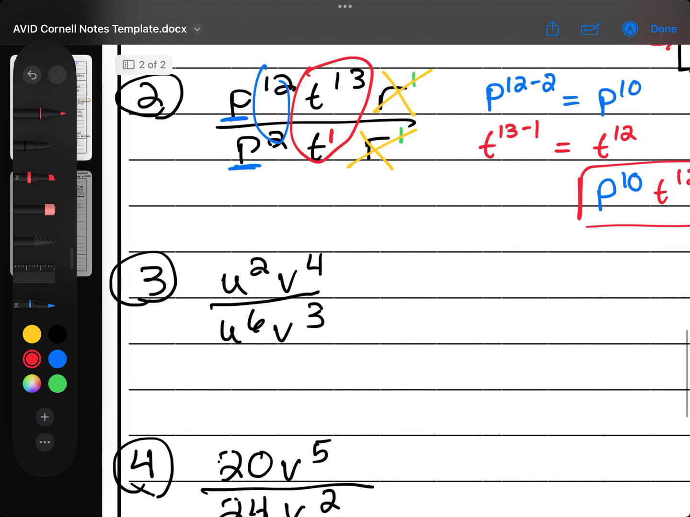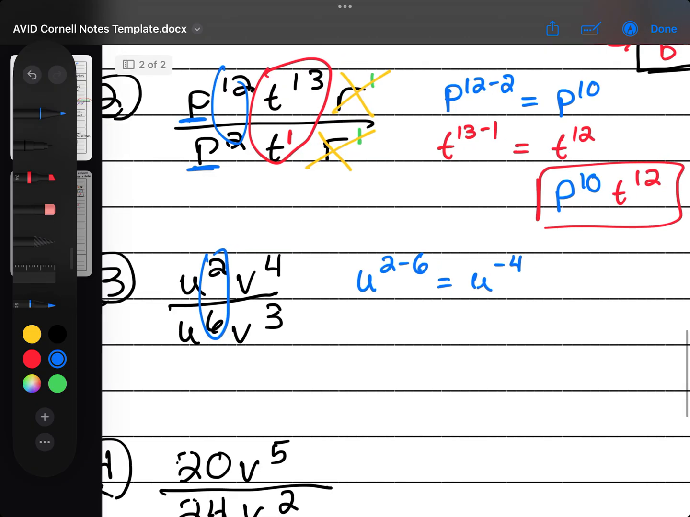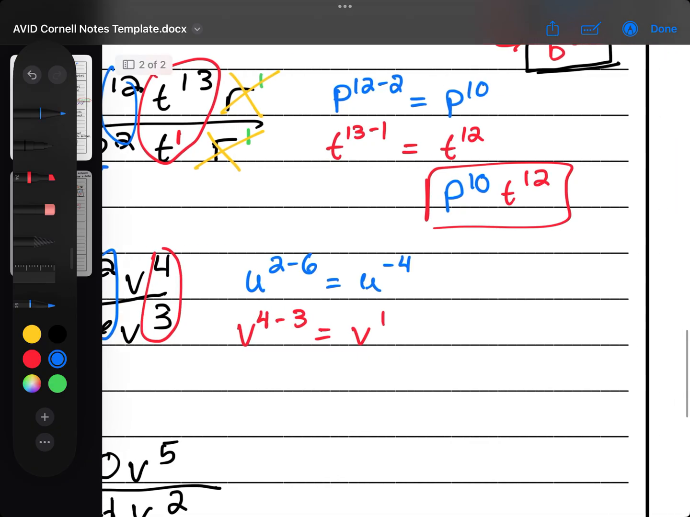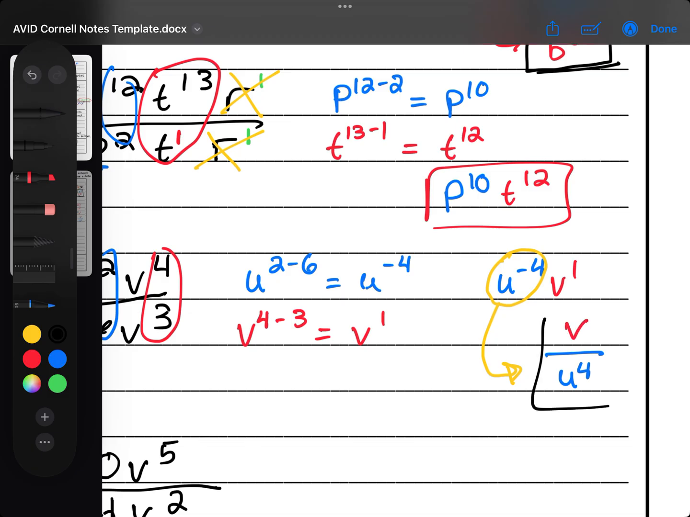Same thing here, subtract top to bottom. So the u's are going to subtract, it's going to be u squared minus 6, which is u to the negative 4. That negative 4 is going to flip it over a fraction, but we're going to come back to that. Here's my v's. I got v to the 4 minus 3, which is v to the 1st power. So my answer here is u to the negative 4, v to the 1st power. Remember that negative exponent, what we learned, it's going to flip it over a fraction, okay? So it's going to be u to the power of 4 on the bottom of the fraction, v on the top. So that is what's left. You don't have to write the 1 for the v.